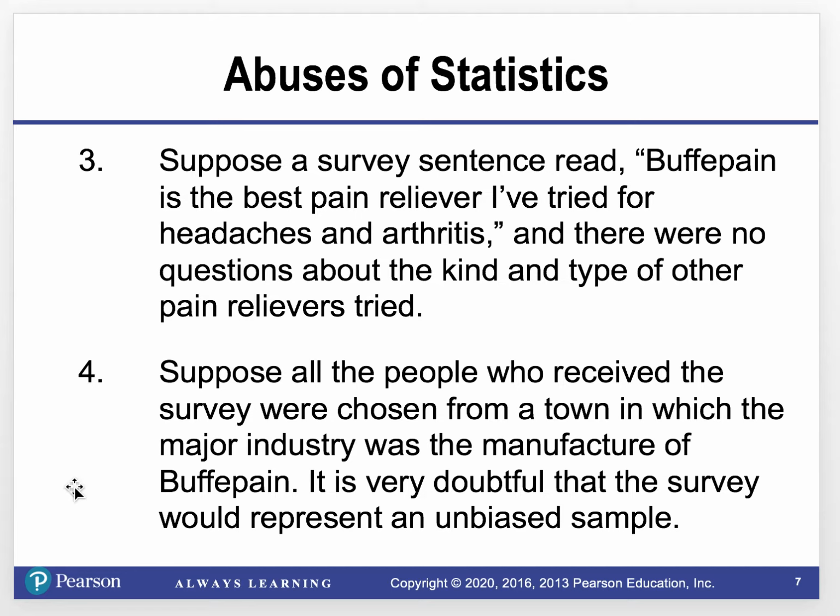Okay, also suppose a survey sentence read, Bufopain is the best pain reliever I've tried for headaches and arthritis. But there were no other questions about the kind and type of other pain relievers tried. Okay, suppose all the people who received the survey were chosen from a town in which the major industry was the manufacturer of Bufopain. It's very doubtful that that survey would represent an unbiased sample.